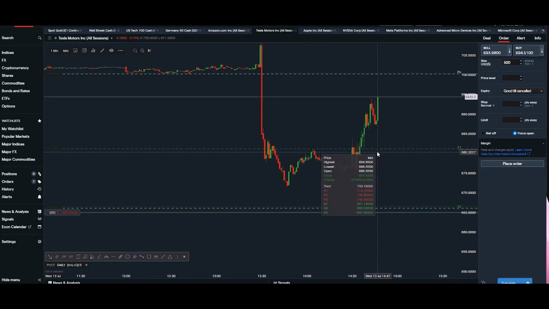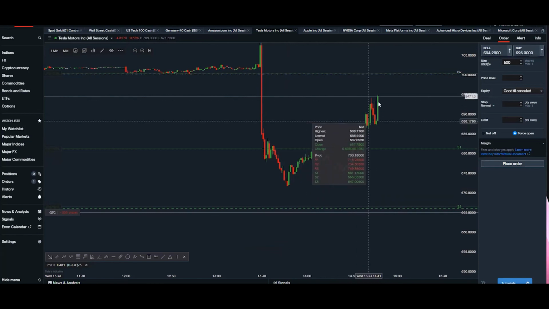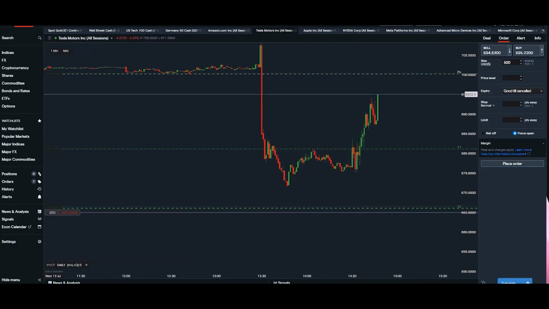And pivot points are also available in CTrader. They're in our download section, so feel free. Tesla's turned out to be a nice trade, as you can see here now.